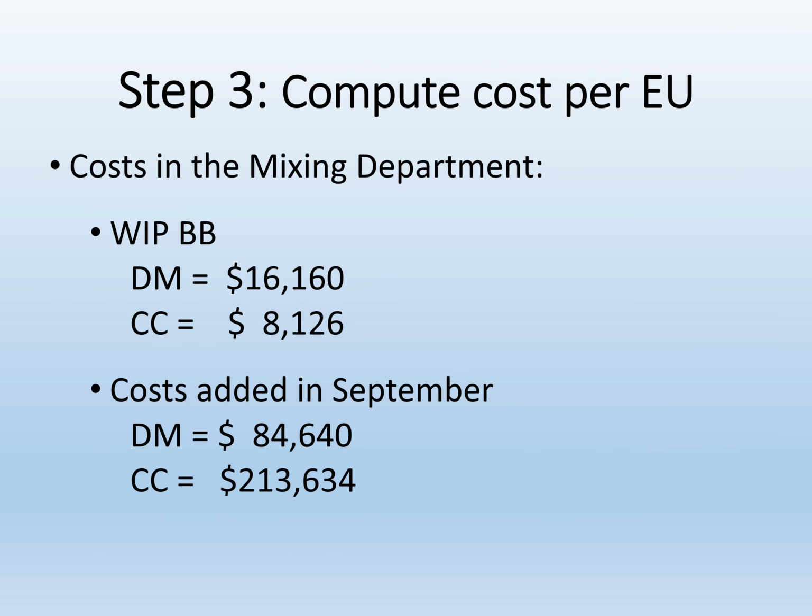In step 3 of our 4-step procedure, we're going to compute the cost per equivalent unit for direct materials and for conversion costs. We already know the number of equivalent units, but now somebody has to tell us the costs. Based on the records for the mixing department, we can find the dollar value of all of the direct materials and all of the conversion costs that were already in the work in process beginning balance at the start of September. And we can also find the dollar value of the direct materials and conversion costs that were added during September. Let's see what we can do with this information.